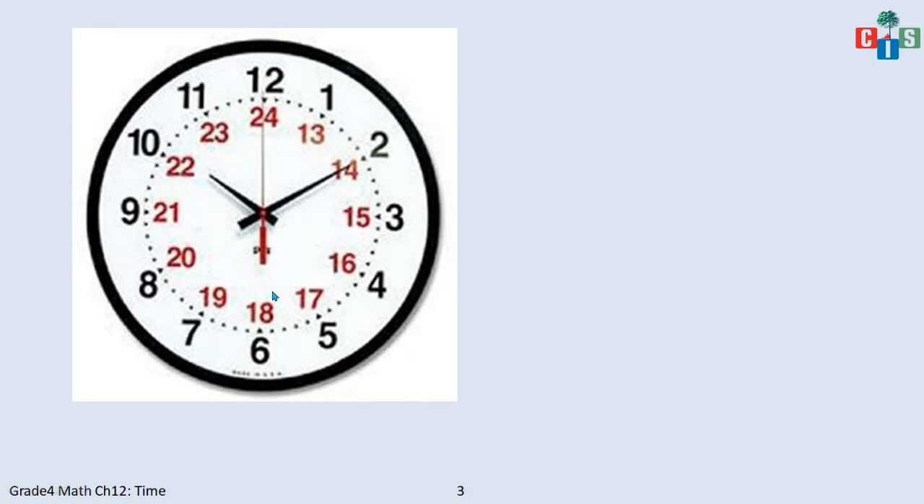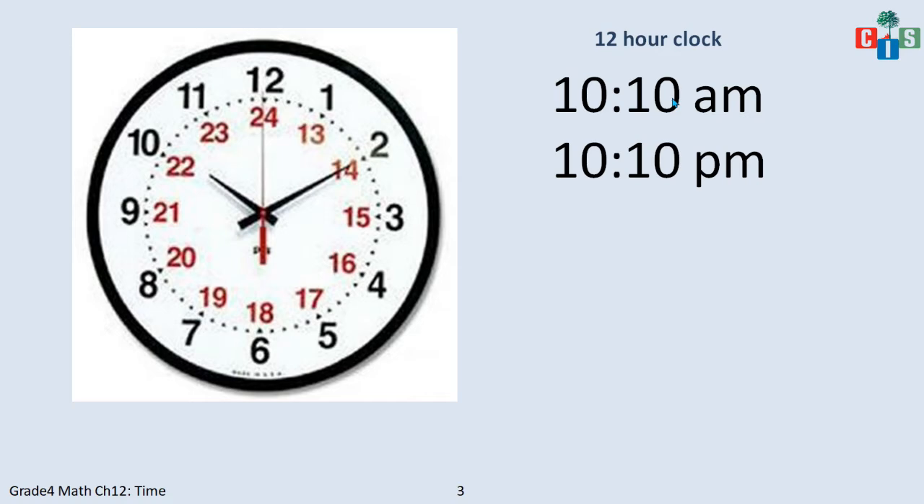Now if I ask you to read the time on this clock, what's the time? If it's a usual 12-hour clock, you will say, ma'am, it's 10:10 a.m. or it is 10:10 p.m. 10 hours, 10 minutes. So we don't know whether it's day or night. So I have written AM for day and PM for night. Either of the two is correct.